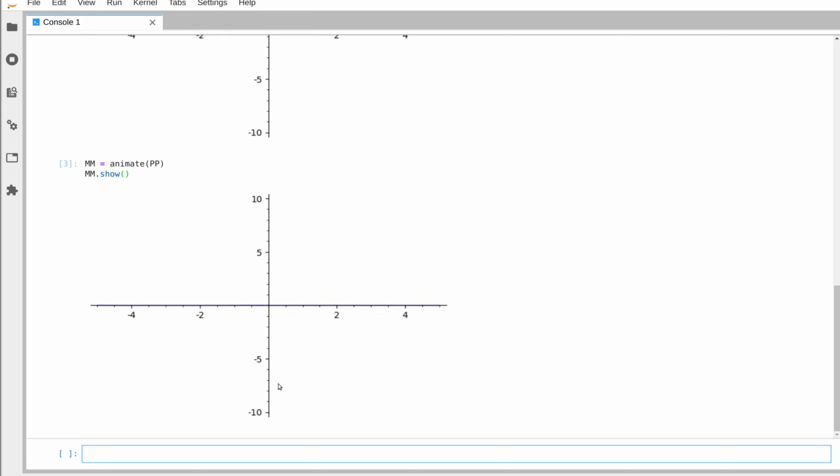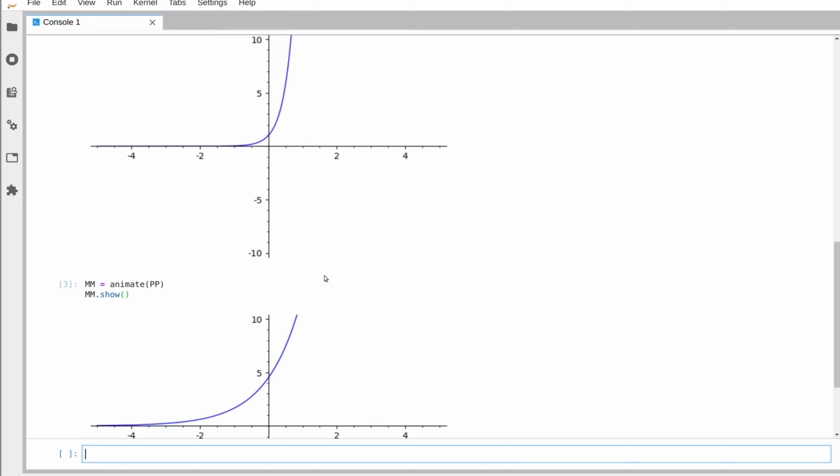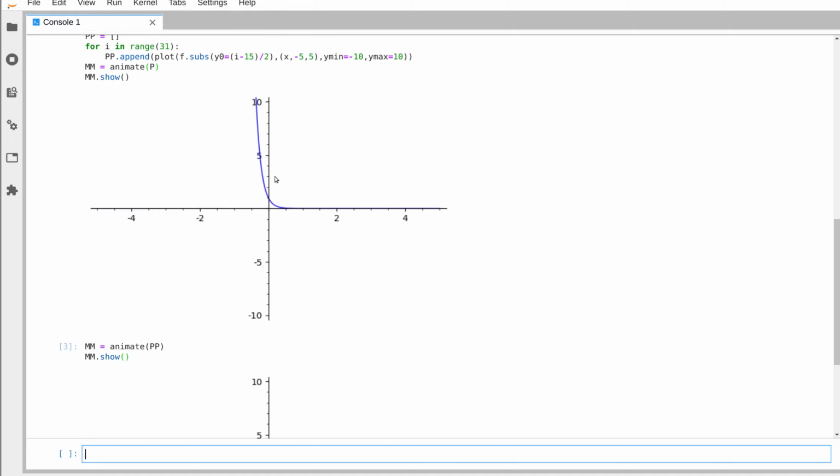So now look at what's happening. As y0 changes, it changes the intersection. It doesn't really change the shape of the graph. It changes where the graph intersects the y-axis. That's it. So that's the effect of the initial condition, the initial value, I called it. The initial value changes where it intersects, and then the growth rate changes how steep the curve is.